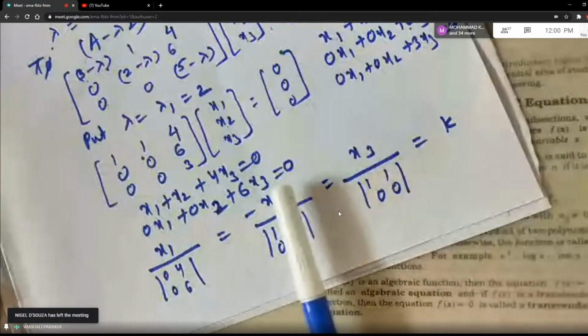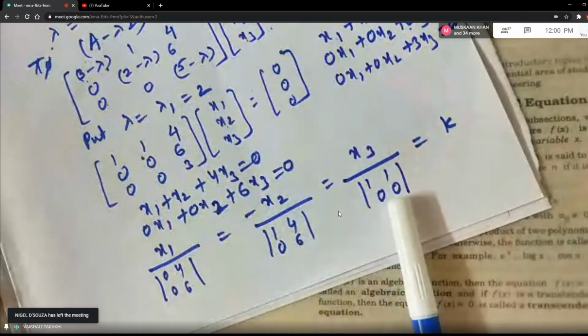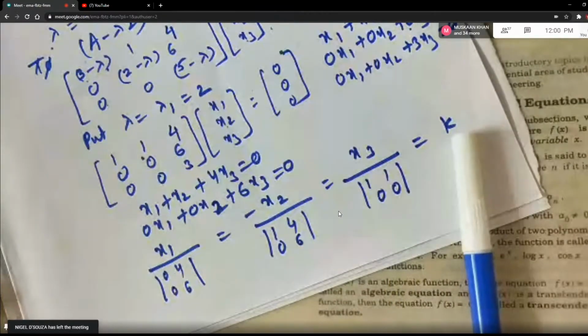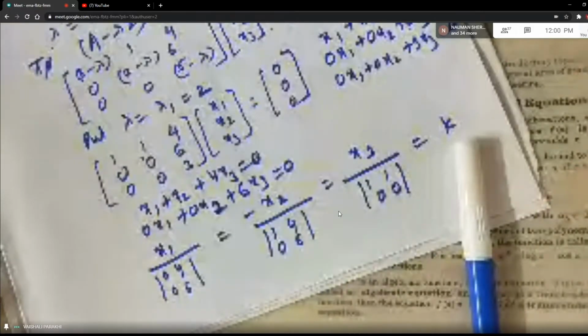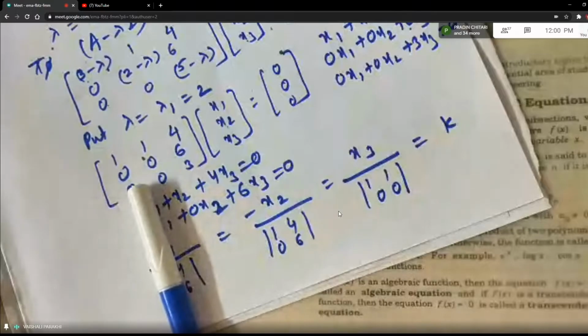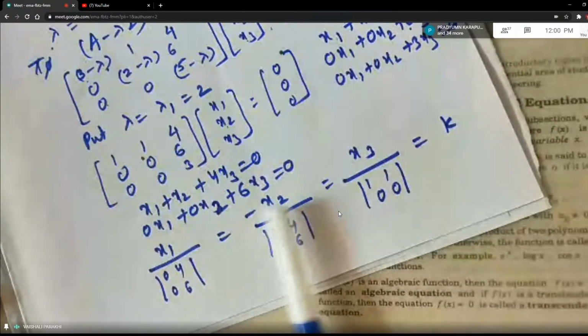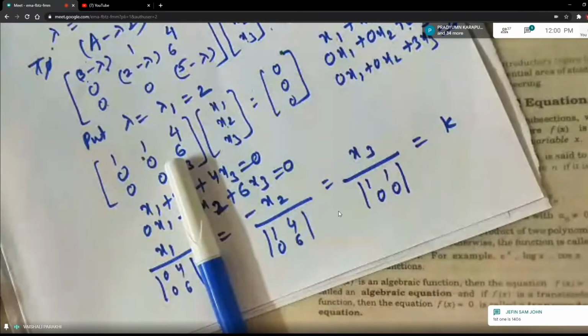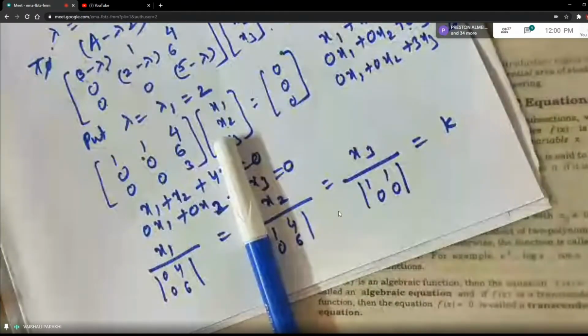See, first you write like this. x1 upon the minor, minus x2 upon the minor, x3 upon the minor is equal to some constant k. This constant k may be any number. Okay. Then when you write the denominator for x1, you have to hide the x1 column and write all the coefficients 0, 4, 0, 6. When you write the denominator for x2, hide the x2 column: 1, 4, 0, 6. When you write the denominator for x3, hide the x3 column and write 1, 1, 0, 0. Any doubt, you can ask me in the chat box, students.